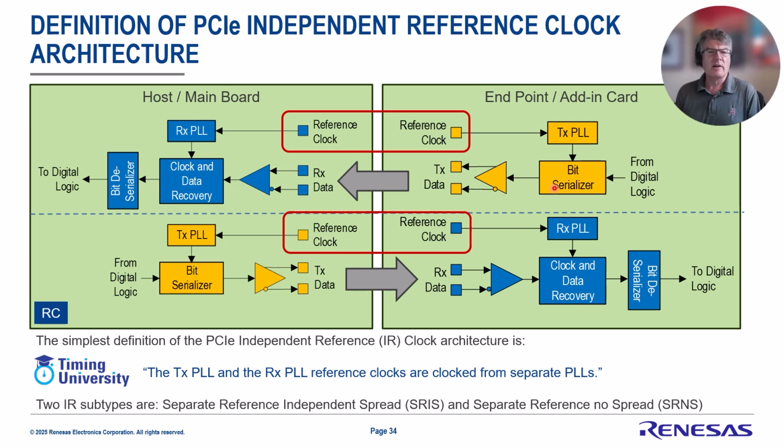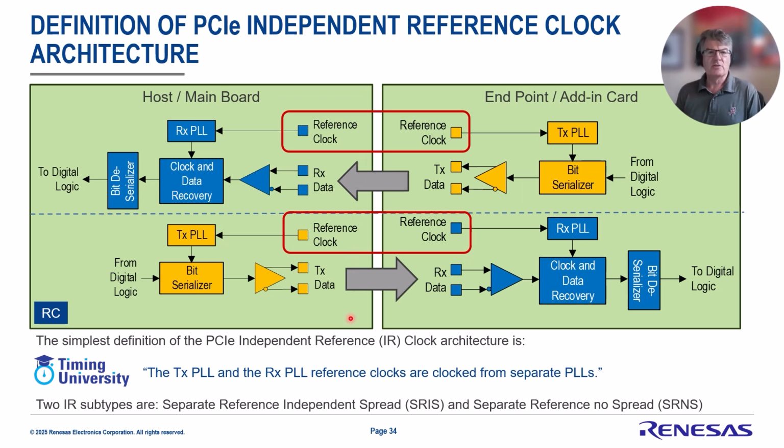So if we look at our detailed diagram of a single lane in PCI Express, the host on the left, endpoint card on the right, we can see in the red boxes we have a reference clock for the receiver on the host and the transmitter on the endpoint, and then the reference clock for the transmitter PLL on the host and the receiver on the endpoint. The definition of PCI Express is that these two clocks in the red box are sourced from separate PLLs, separate reference clocks. That is the definition of independent reference clock.